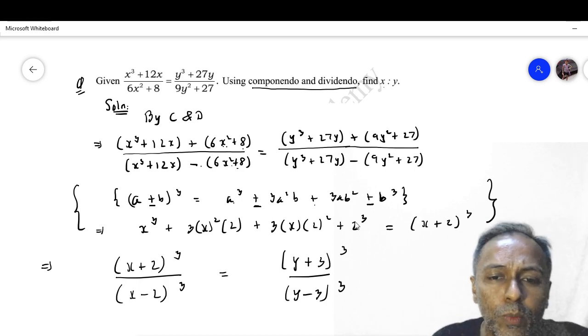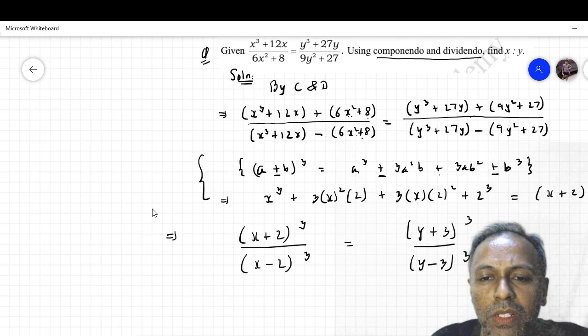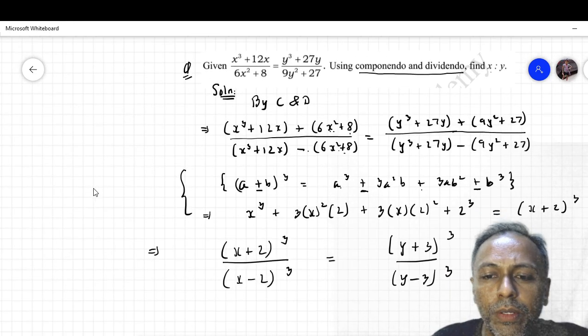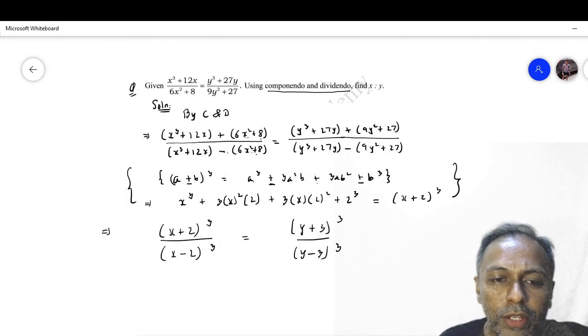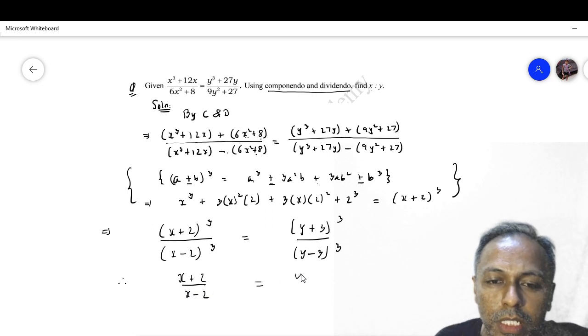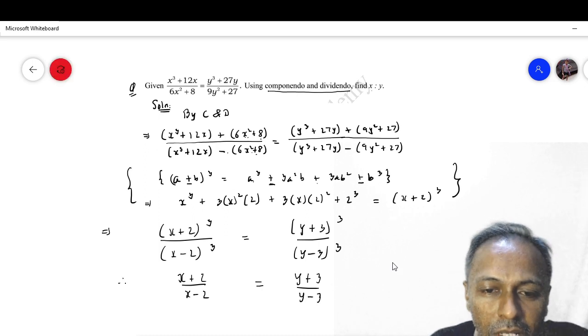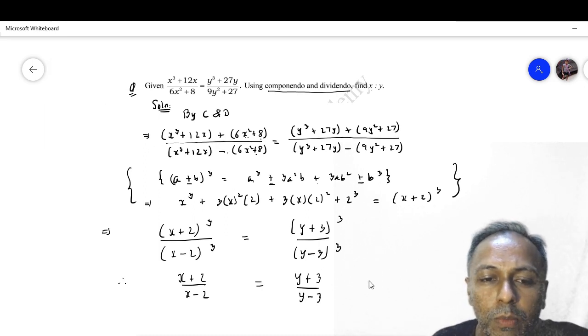We can safely take the cube root, and when you take the cube root there will be no plus or minus. So let's take the cube root here. On taking the cube root we will get, therefore, x plus 2 upon x minus 2 is equal to y plus 3 upon y minus 3. We can apply componendo and dividendo here.